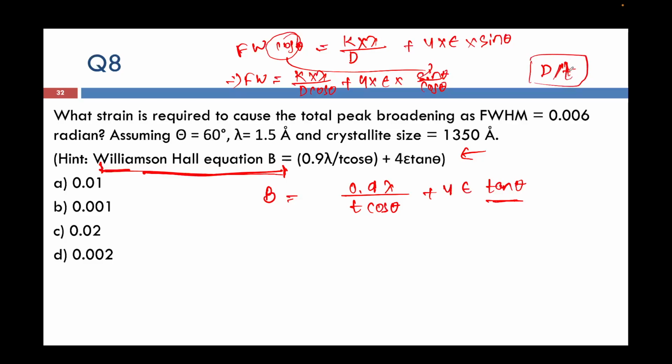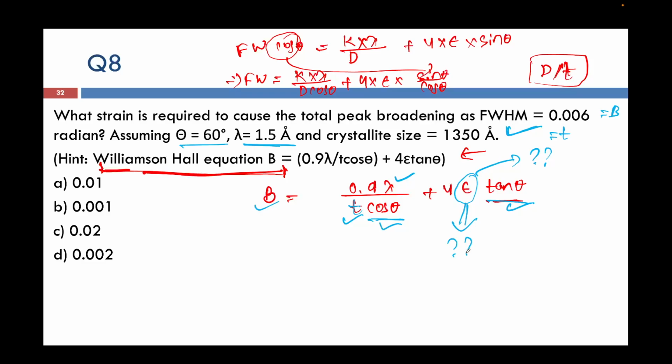So what has it given? Lambda has been given to us. I'll put a different color to the information that has been given. Lambda has been given here. It is asking us about strain. Theta is already given, so tan theta and cos theta values are given. T, the crystallite size, has been given. So this is T, this is B. B is given, T is given, lambda is given, everything is given. You just have to put all this information in this equation and calculate.